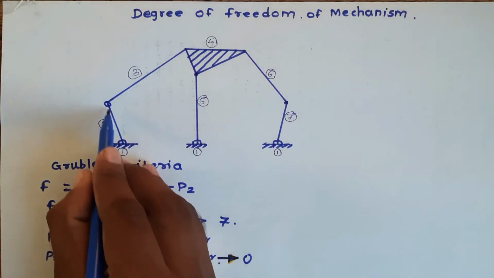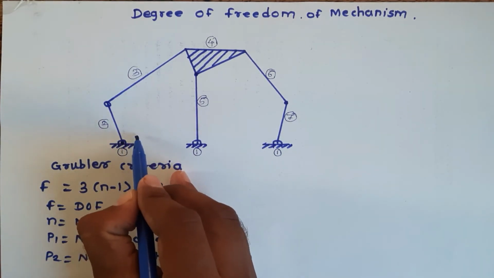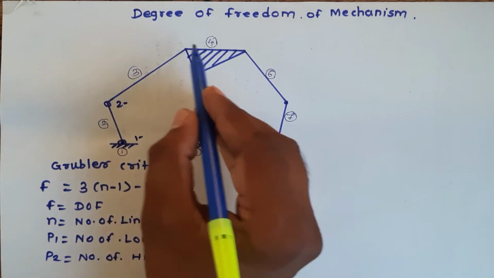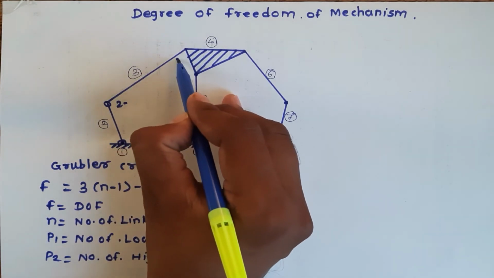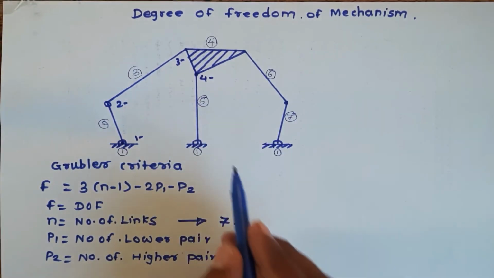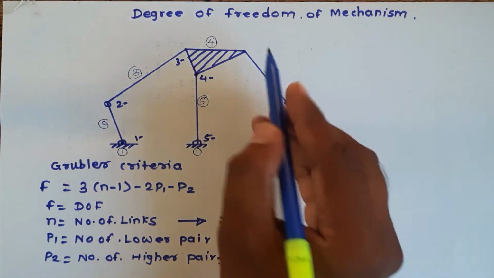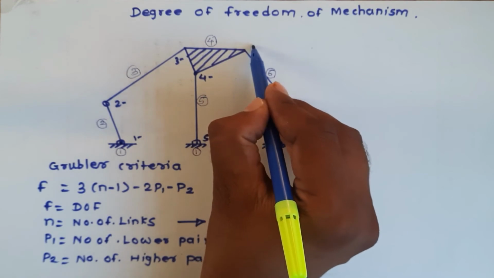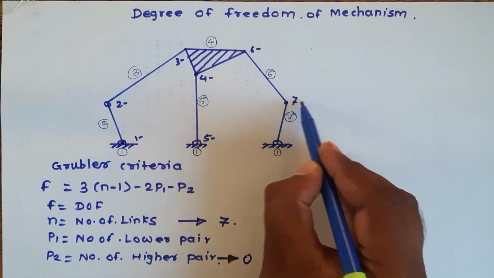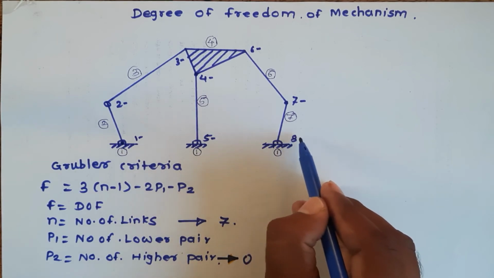So here, between the fixed link and the second link there will be the first pair, this is the second pair, between the second and third link, between third and fourth that will be the third pair, between fourth and fifth that will be the fourth pair, between fifth and first that will be the fifth pair, between fourth and sixth that will be the sixth pair, between sixth and seventh that will be the seventh pair, between the seventh link and the first link this will be the eighth pair.